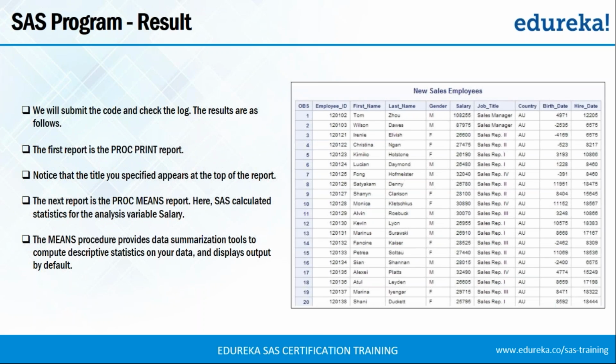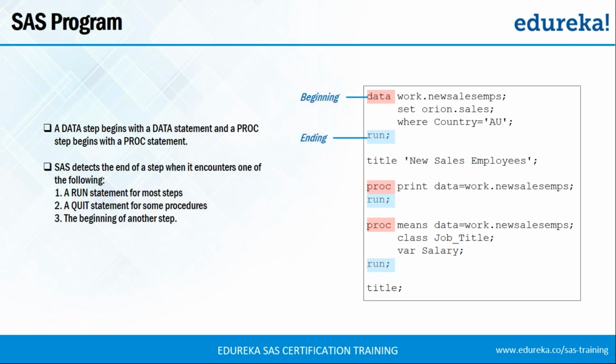We'll submit the code and check the log. The results are as follows. The first report is the proc print report. Here is the proc print report. Proc print data is equal to work.new sales.